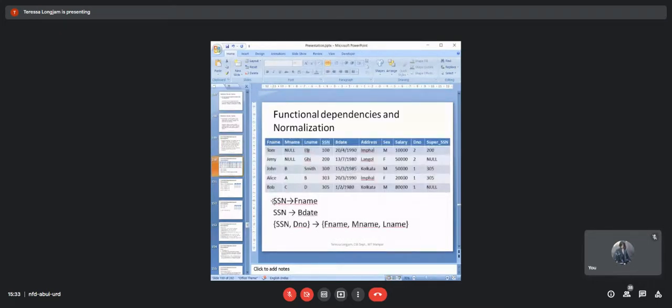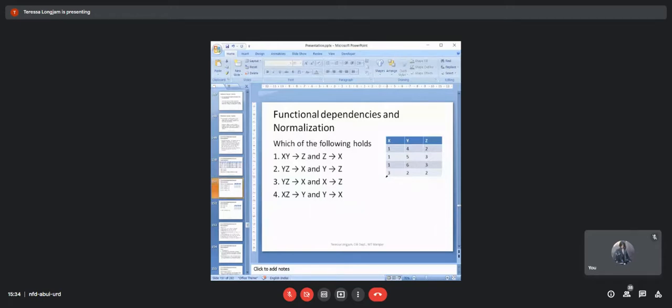That is why I have given some of the functional dependencies that we can get from this particular table. SSN functionally determines FNAME, SSN functionally determines birthday. The combination of SSN with any of the attributes can determine the other remaining attributes. This we already know: if the value of the key attribute is given, you can determine the other values. So this is for the employee table.